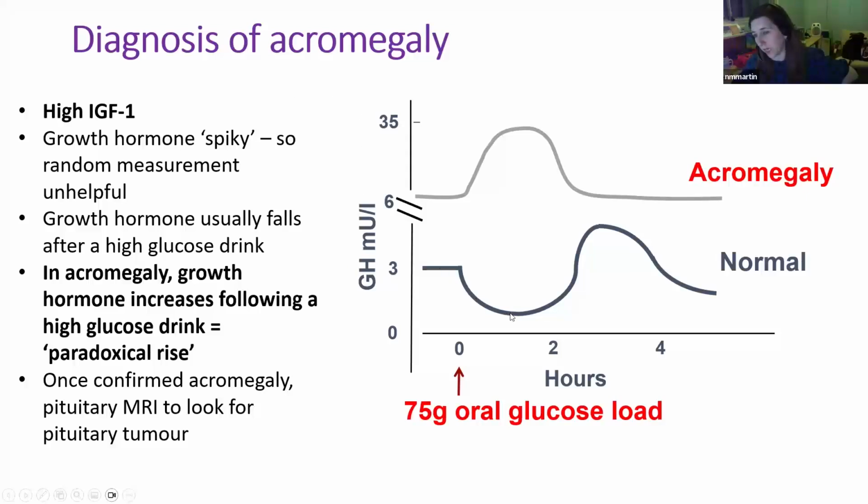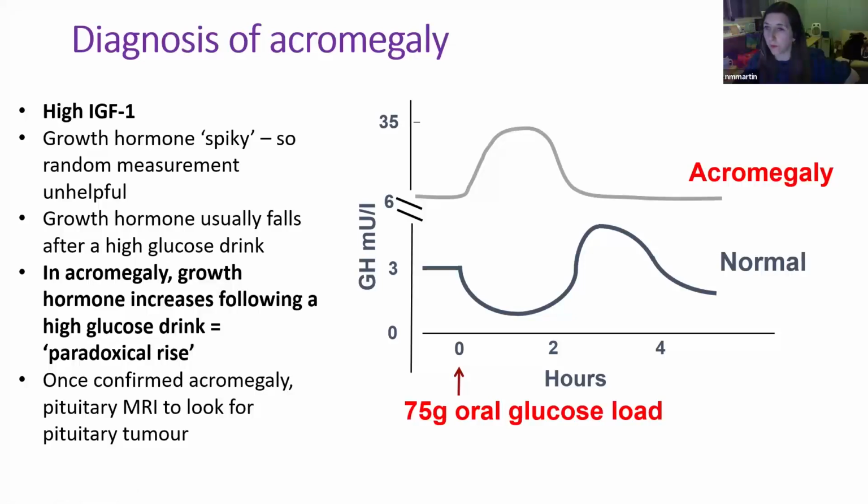And that's what you see here in this person: when they have a sugary drink, if they're a normal person, growth hormone should fall. If you've got acromegaly, so you're making too much growth hormone, in fact, when you have your sugary drink, growth hormone goes up, and we call that a paradoxical rise. A paradox because it's what shouldn't happen. It goes in the opposite direction to what you'd expect. So we see a rise in growth hormone when we have a sugary drink.